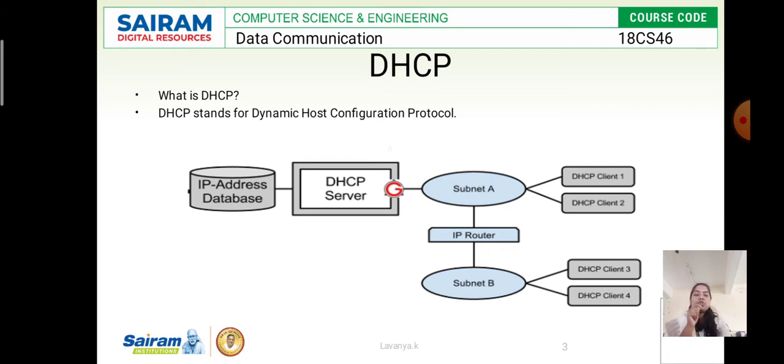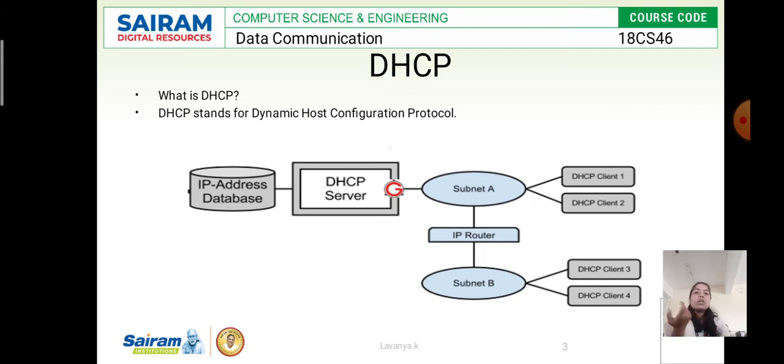YIADDR is the IP address assigned by the server to the client. Again SIADDR is the server address. Like that, many fields or labels are used for the dynamic host. Whenever we use a particular label, the system has to know what the keyword is and what function it has to perform.